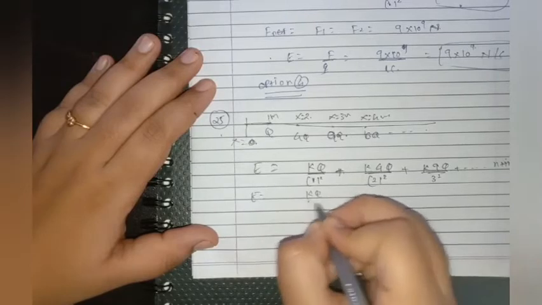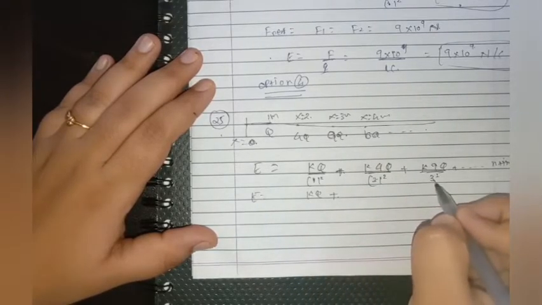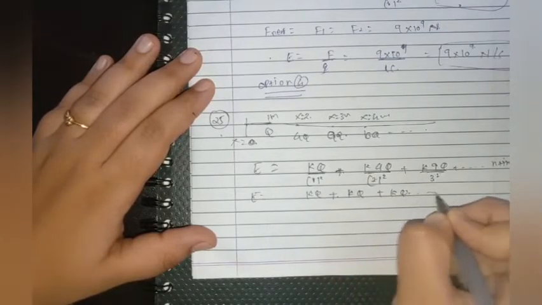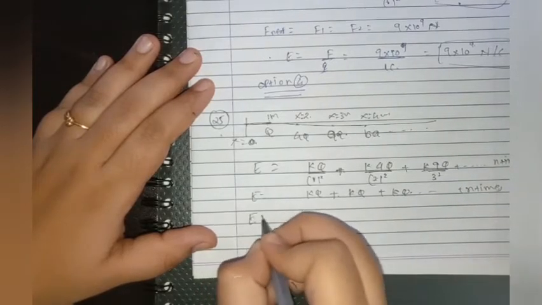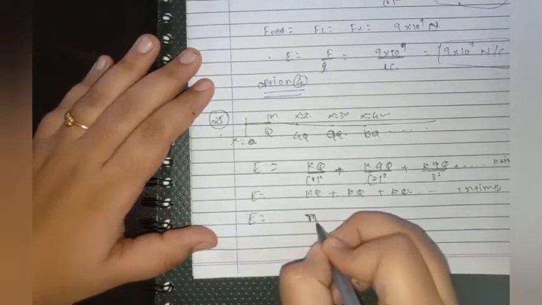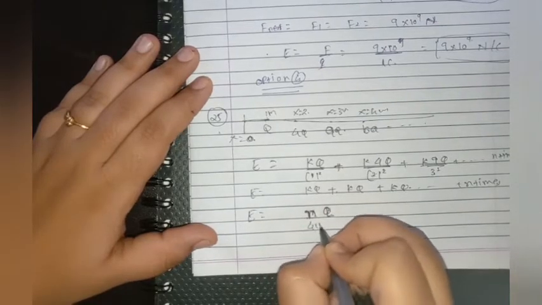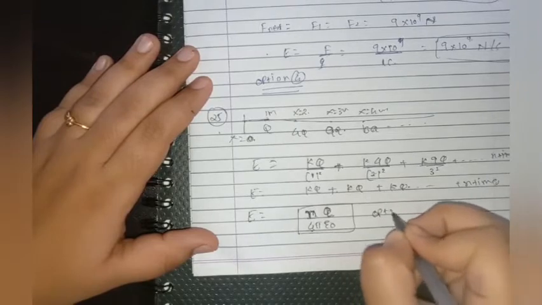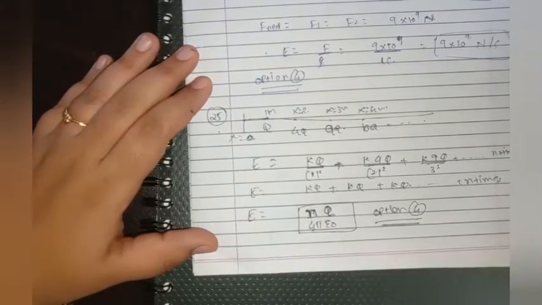Here it will be kq by 1, this 4 and 4 will get cancelled out, this 9 and 9 will get cancelled out, so kq plus kq n times. So electric field will be n q, and k can be written as 1 upon 4 pi epsilon naught. So option 4 is correct option.